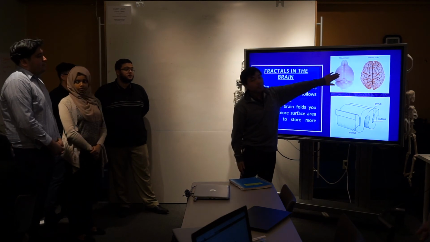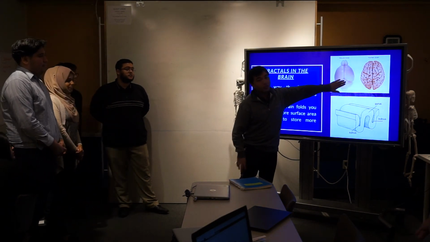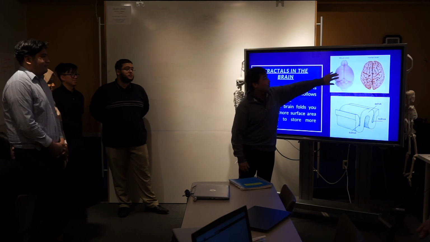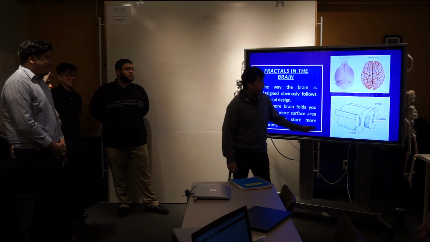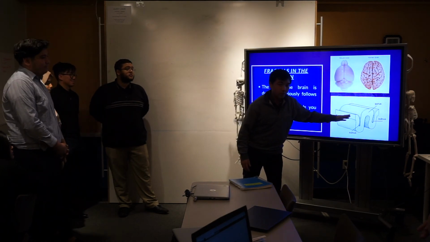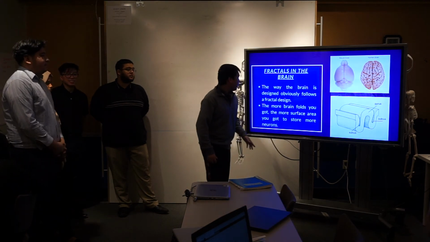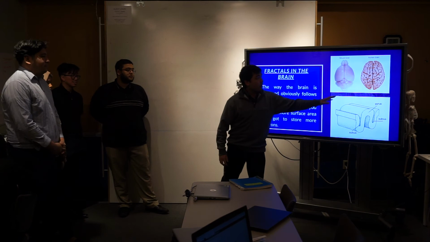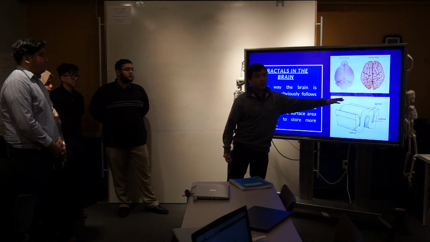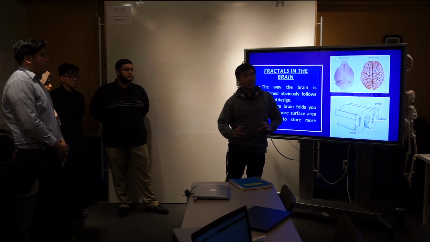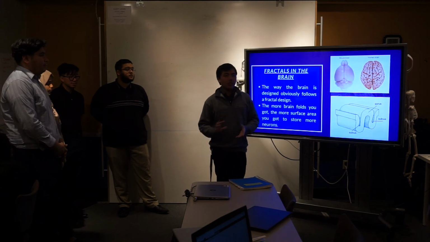And this is a mouse brain. It's very smooth, and mice aren't very smart, so that's why their brains look like this. And this is how a brain folds itself. Obviously, it follows a very fractal design, as you can see. It's not disorganized or in chaos. It's done very deliberately.